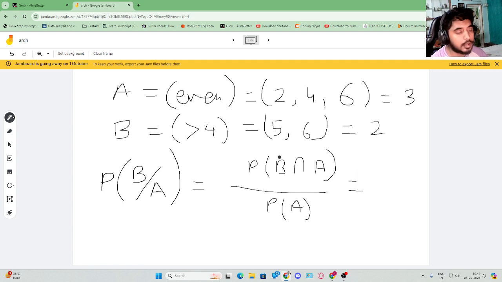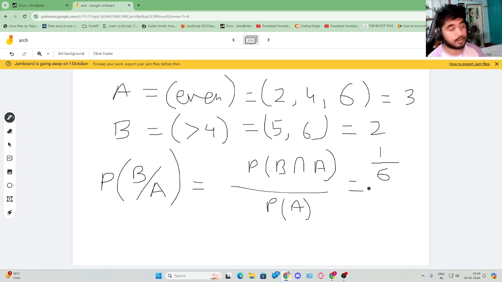What is the probability of the intersection of B and A? It is the value greater than 4 and even. So how many values are there which are greater than 4 and even? We have only one value, which is 6. So the number of favorable events is 1, and the total number of samples is 6.